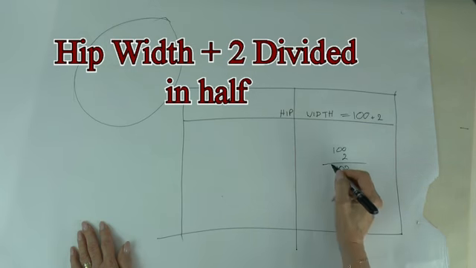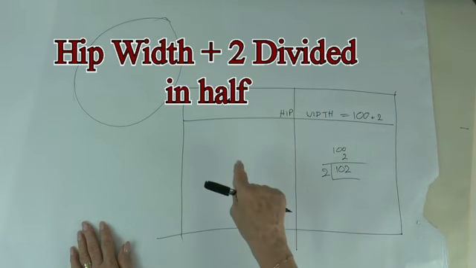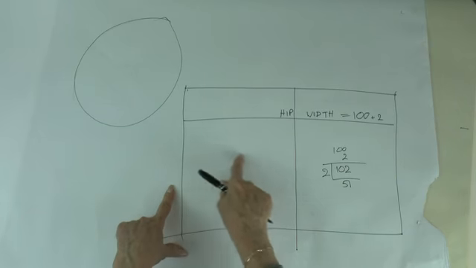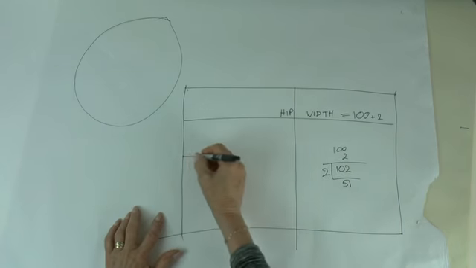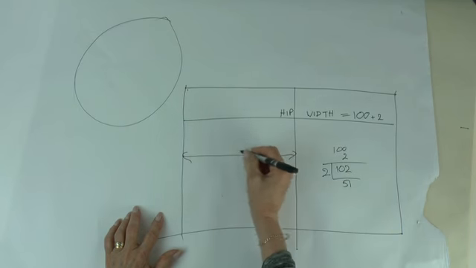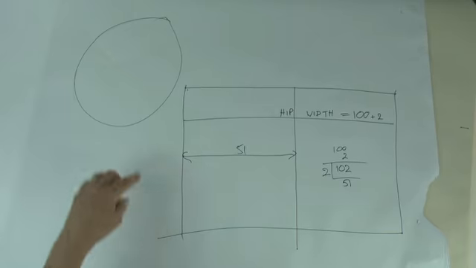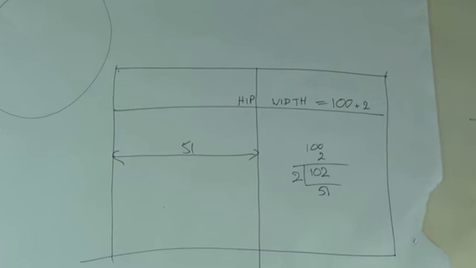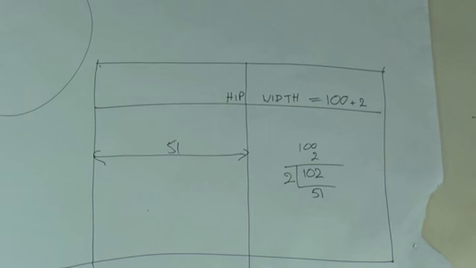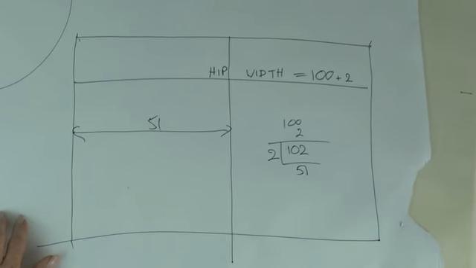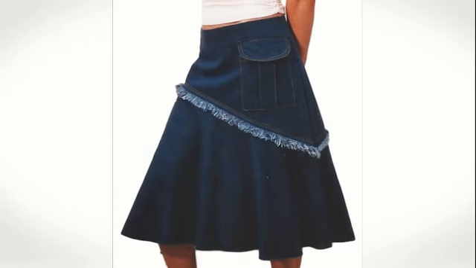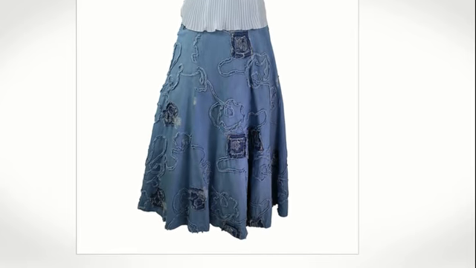A much quicker way, instead of drawing an entire rectangle, just take your hip width plus 2 and divide that by 2. And all you will need to draw is just one pattern piece. And the one pattern piece can be used for both the front and the back skirt patterns. I make nearly all my skirts with just one pattern piece. Here are some of the examples we've made.